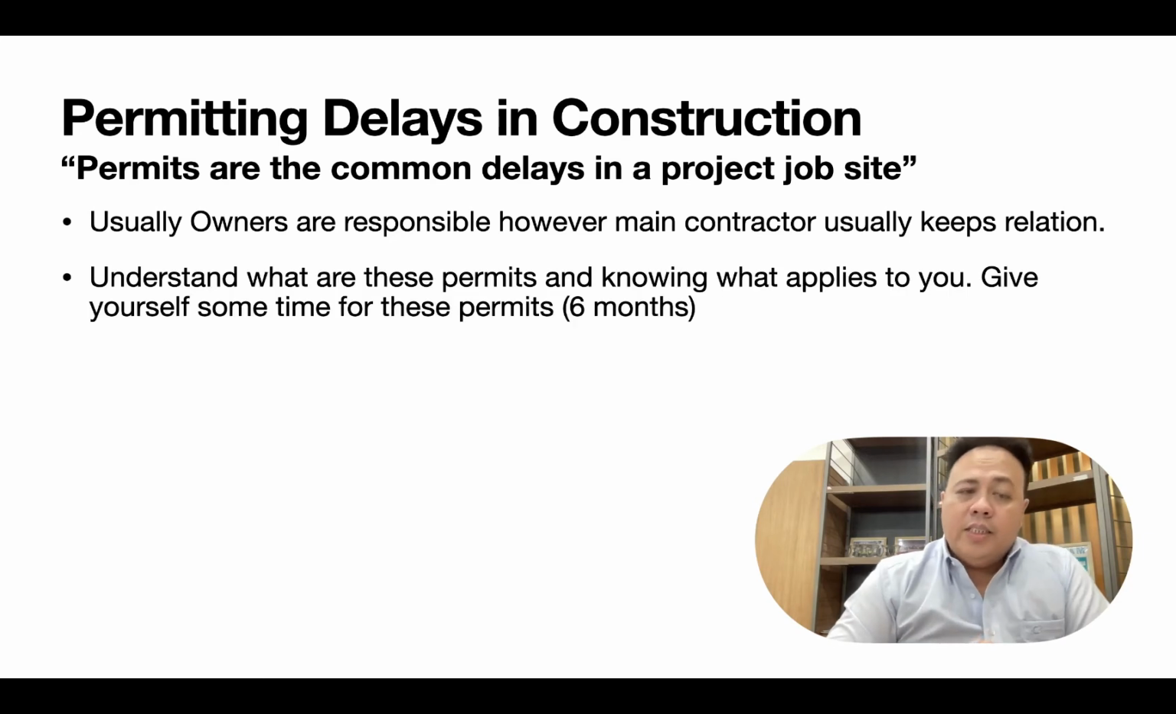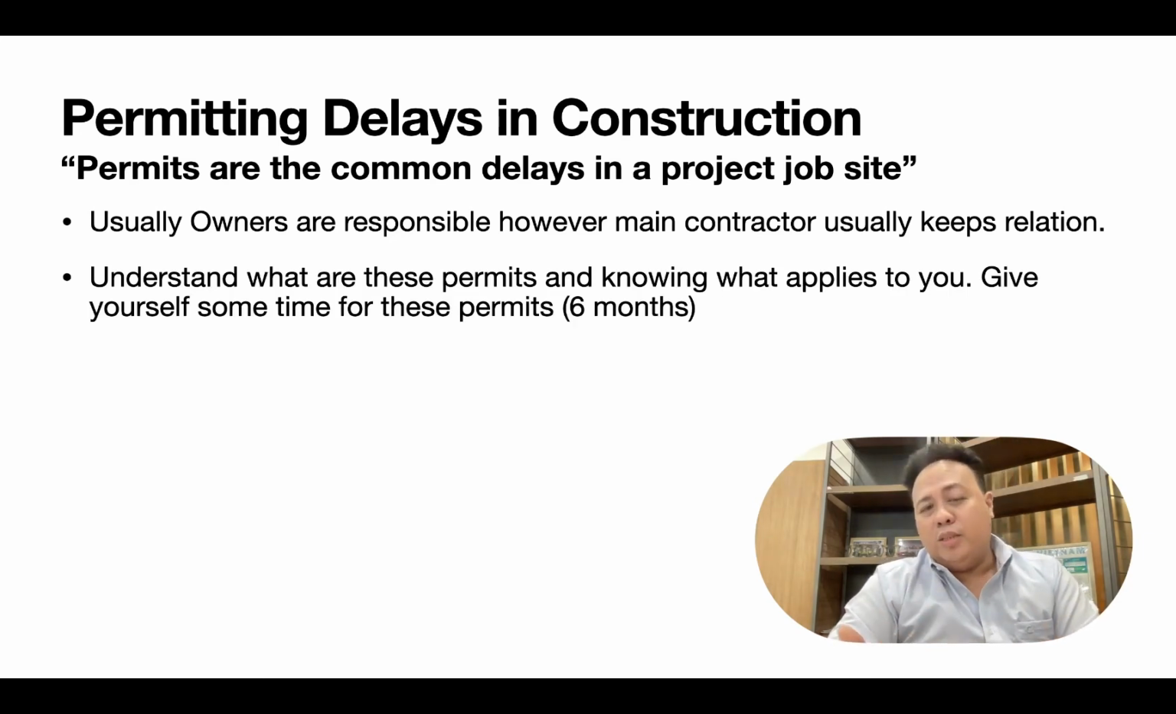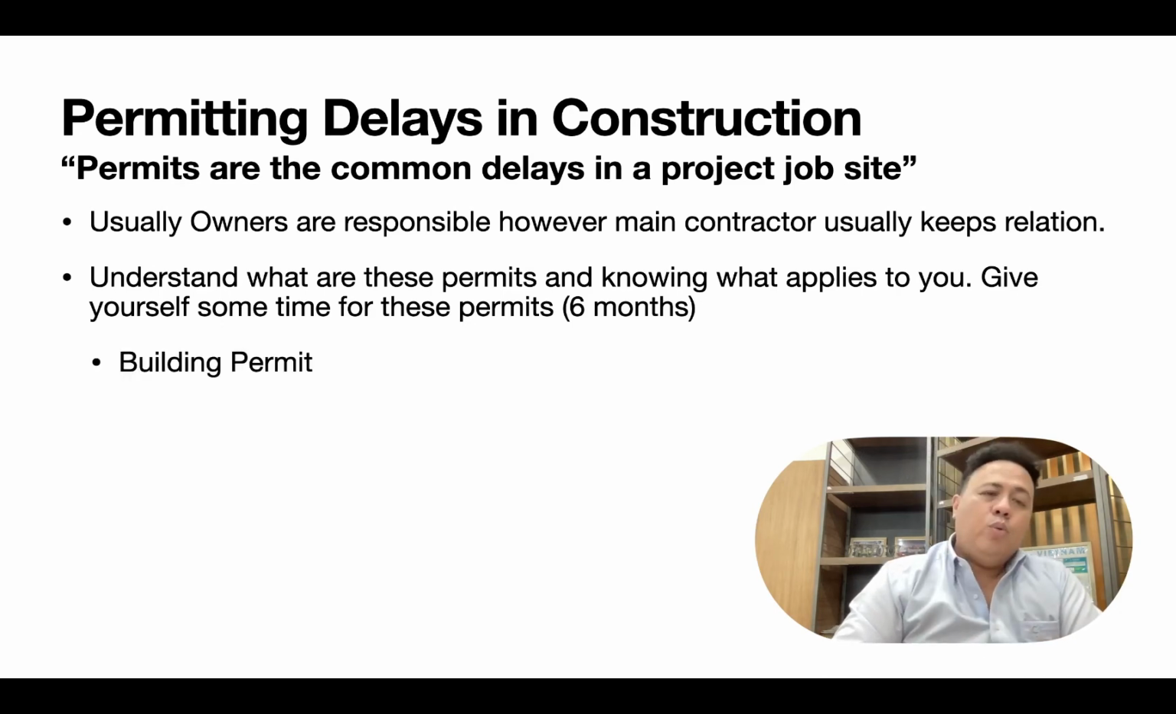So the next is, I think what you have to do is you have to understand what these permits are, and you have to know what applies to you and what applies to the owner. So give yourself some time for these permits. As I mentioned, usually for projects it would take 6 months, but for more complex projects, usually it will take more than this. So what are the kinds of permits?